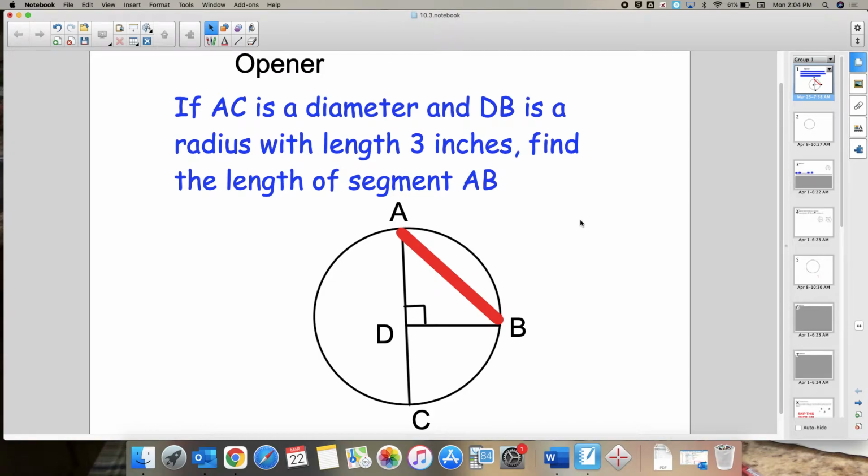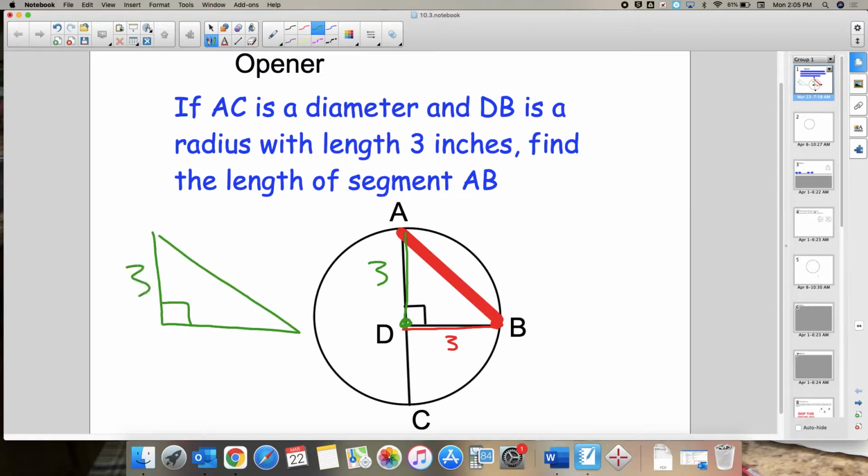Continuing on with our circles here, in your opener it says that AC is the diameter and BD is a radius with a length of 3 inches. So right away we know since BD is a radius with a length of 3, then DC, which is also, DA, which is also going to be a radius, will also be 3. So to go through and find AB then, I have a right triangle here that I can work with. 3, 3, there's my missing piece.